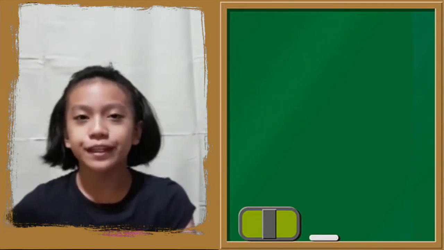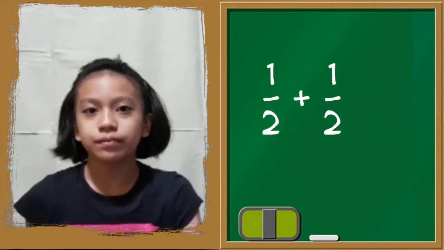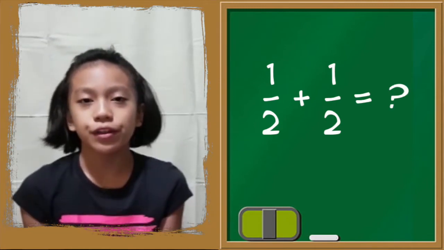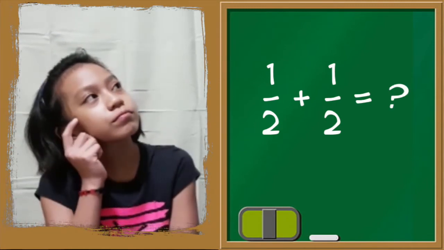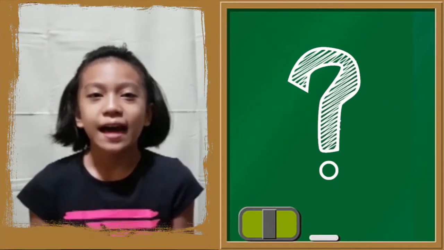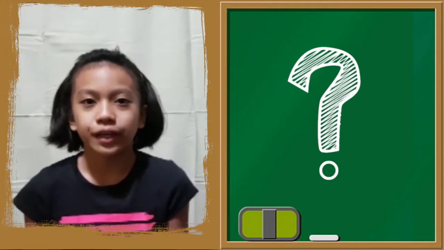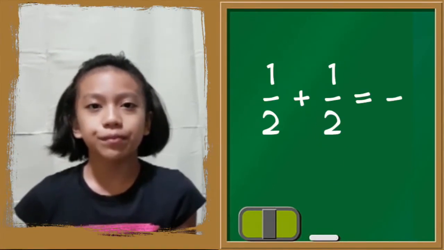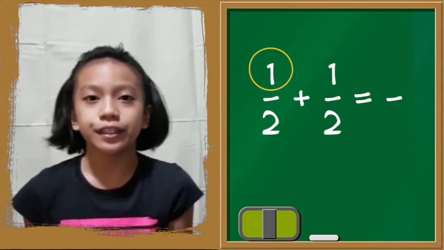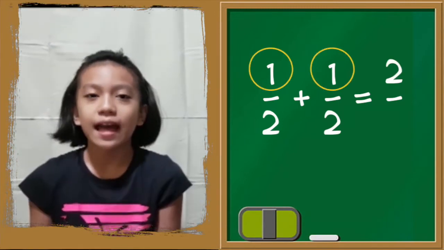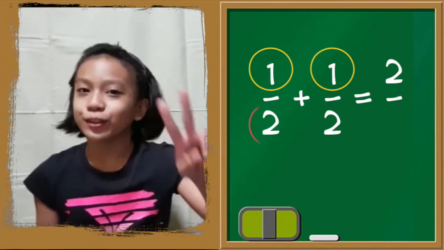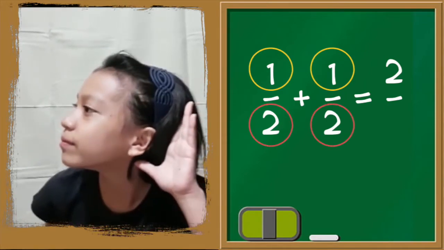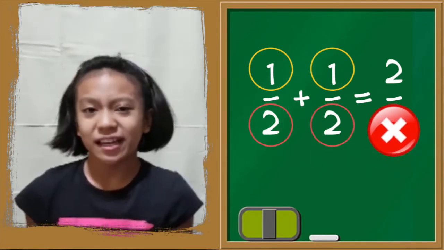If we are given this problem to solve, what do you think we should do first? Alright, let's add this the usual way. We'll start with the numerator, which is 1 plus 1 equals 2. Now the denominator, 2 plus 2. What? It's wrong?